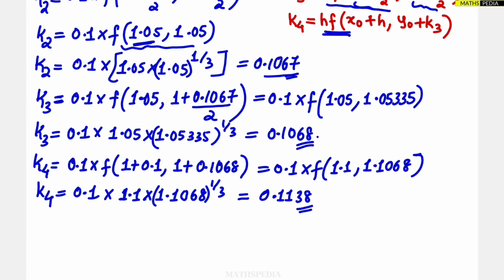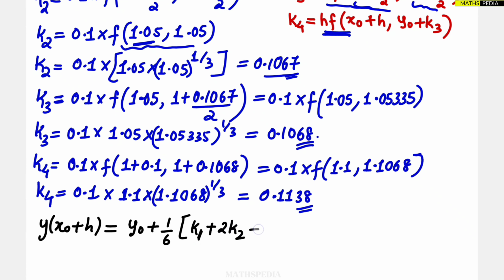Now we have to go for the final formula. The final formula is given by y of x naught plus h is equal to y naught value plus 1 by 6 into k1 plus 2k2 plus 2k3 plus the k4 value. Very simple formula. Now what is the meaning of x naught plus h? This you have to understand.